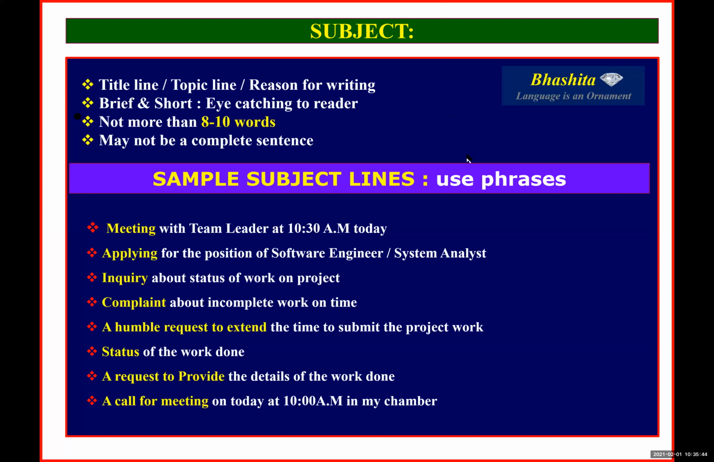So what is the second one? Second one, you are a fresher, you are applying to a company as a software engineer. So you are applying. Applying is a keyword there. So I'm going to start with the keyword: applying for the position of software engineer or system analyst. Third situation. What is the third situation I have given? You are a team leader. You would like to know the status of the work on a project by the team members. Then I just want to inquire that. So what is the keyword I have used there to start the subject line? Inquire about the status of the work on the project.